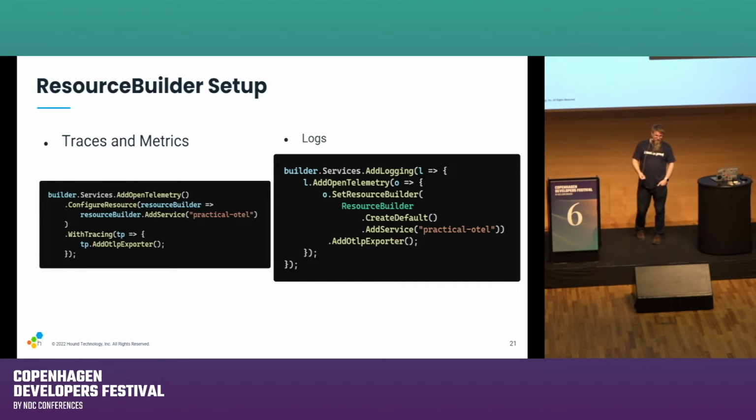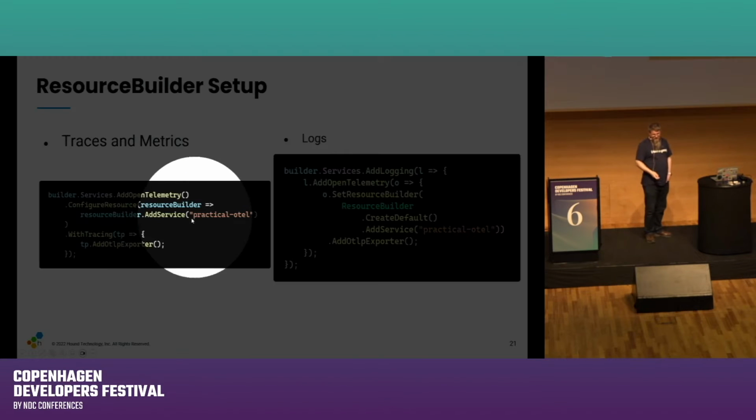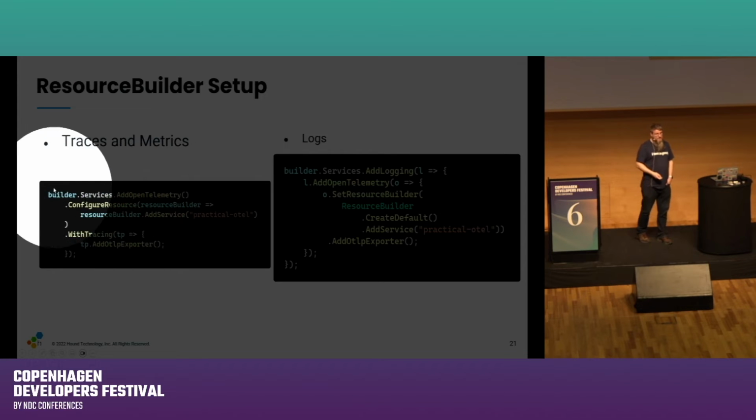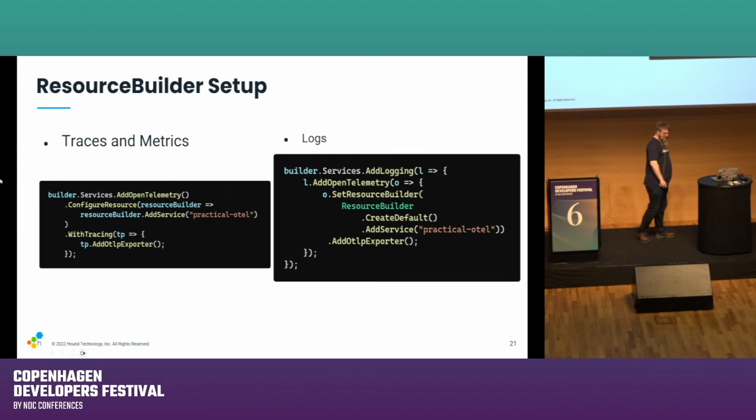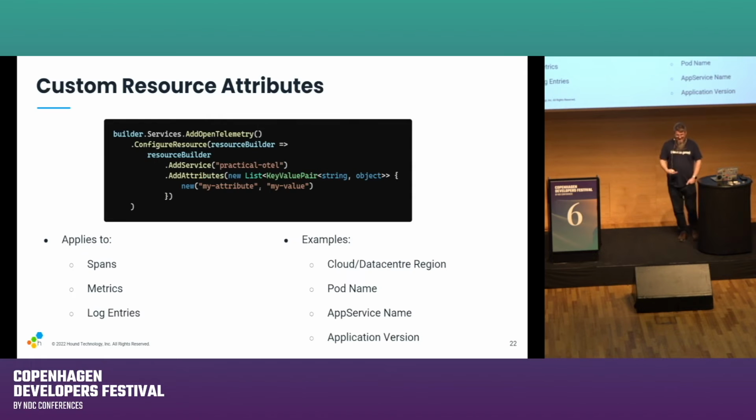So here, we're using configure resource. The thing I want to draw your attention to here, though, is it's actually an extension on add OpenTelemetry, for tracing and metrics. It's not within the with tracing element. It's specifically inside of that, which means it applies to tracing, it applies to metrics. Do be careful about the attributes that you add globally, because you can add extra attributes like this. If you add them at this level, they will be added as labels to every metric.